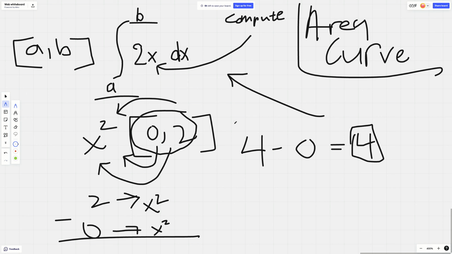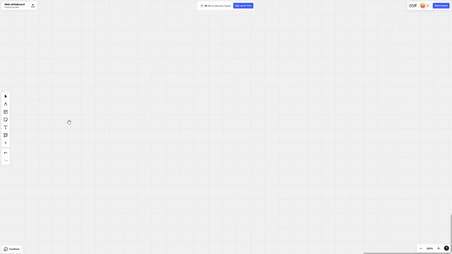Okay, now let's look at a little bit harder of an example. So let me grab my pen here. Okay. Now, what if we wanted to find the integral of x squared dx?